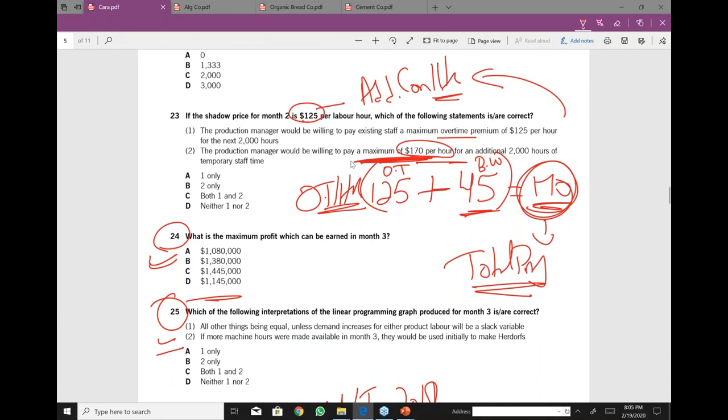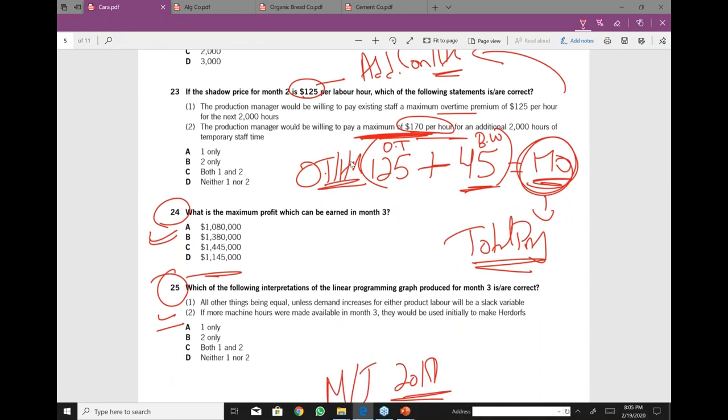Now, the fourth question was the maximum profit which can be earned in month 3. Now, this is really interesting, and I'll explain this in a very good way, and will give you a very good clarity.